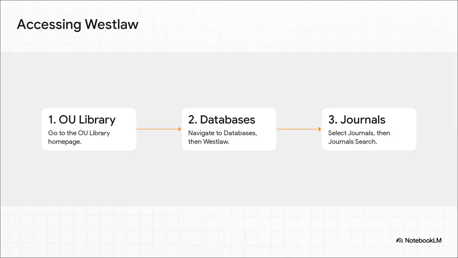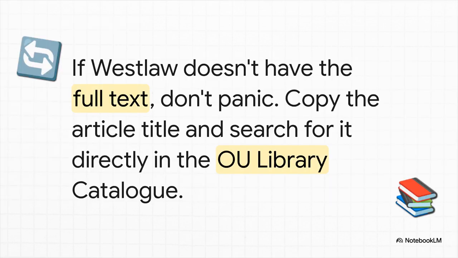Getting to it is usually pretty simple. You'll start at your university's library homepage, head over to the databases section, find Westlaw, and then just look for journals or journal search. The exact clicks might be a little different, but those are the key steps to get you there. Okay, but what if Westlaw only shows you a summary but not the full article?